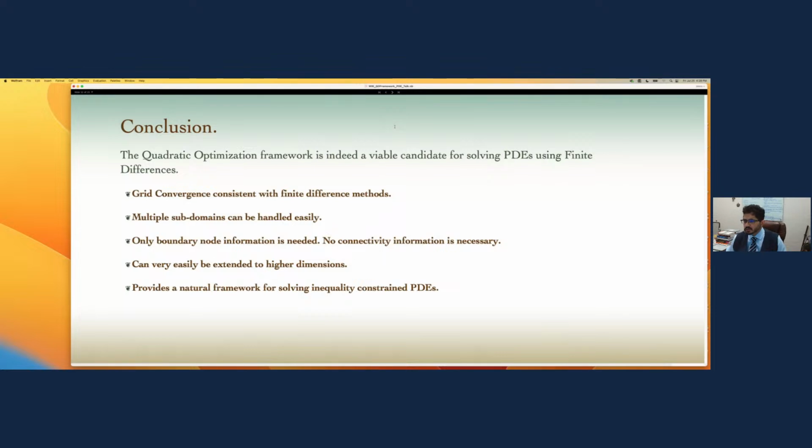Quadratic optimization also gives you, with this methodology, a natural starting point to solving inequality constrained PDE problems associated with different fields. So if you have inequalities or you have other kinds of constraints that are a part of the optimization framework, you could then use this methodology to address those problems.